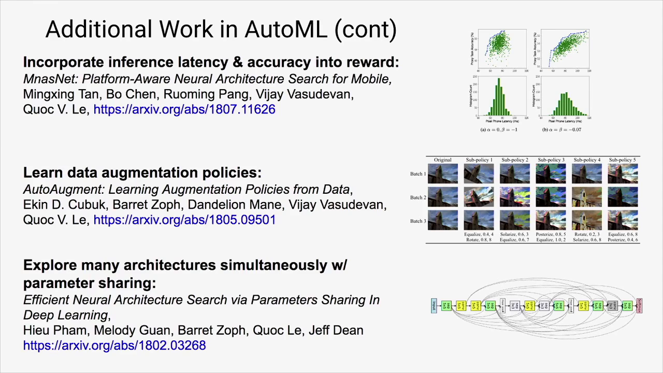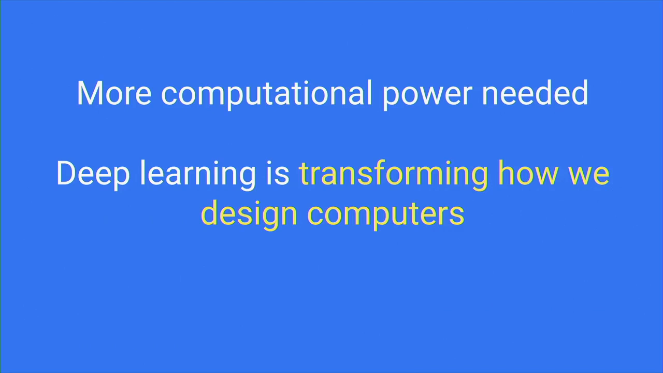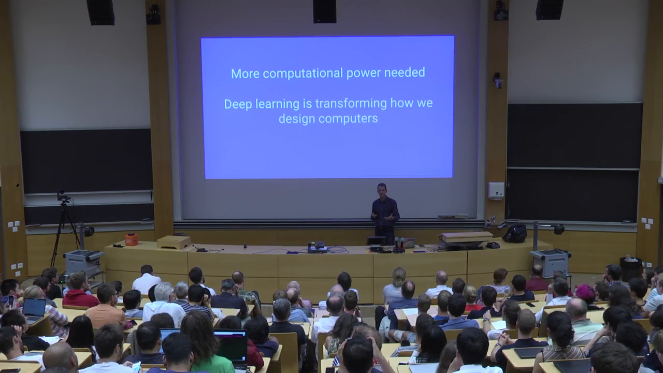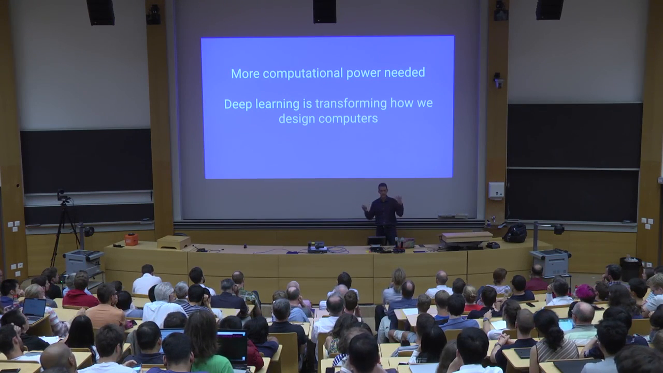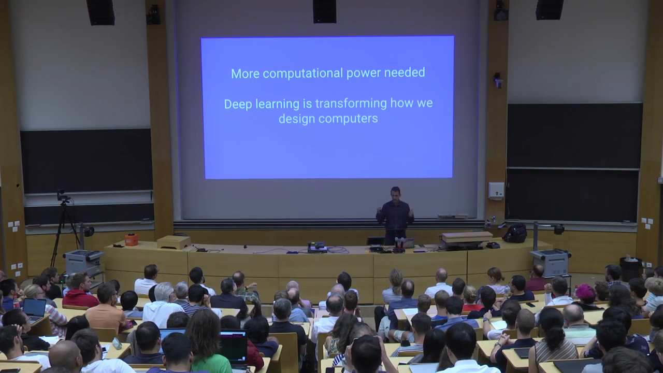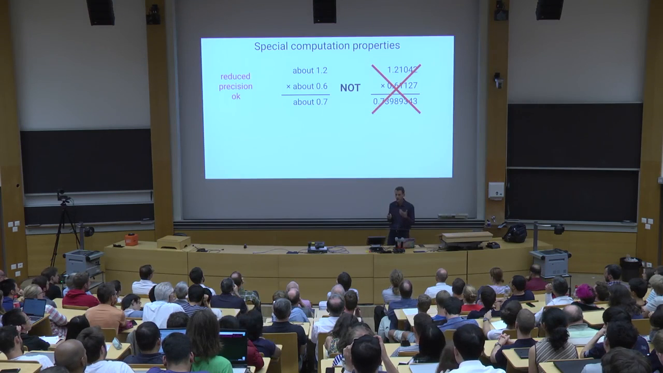And then some work on exploring many architectures simultaneously with parameter sharding to make the cost of computation lower for this approach. Okay, but more computational power never hurts. And really, if you look at these algorithms that I've been discussing, deep learning is really transforming how we think about computation, right? It's not a matter of taking a bunch of random C++ code with ifs and thens and switch statements. It's really about 2 kinds of operations.